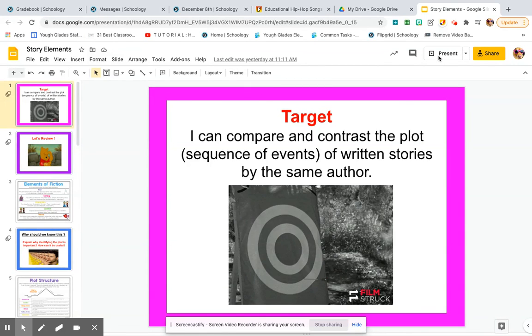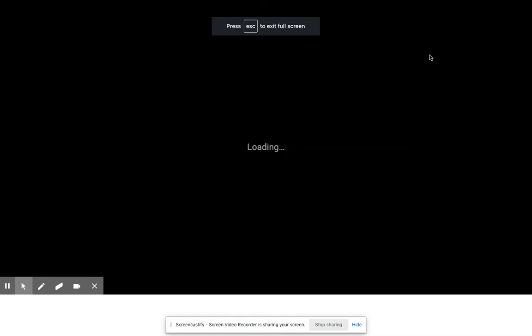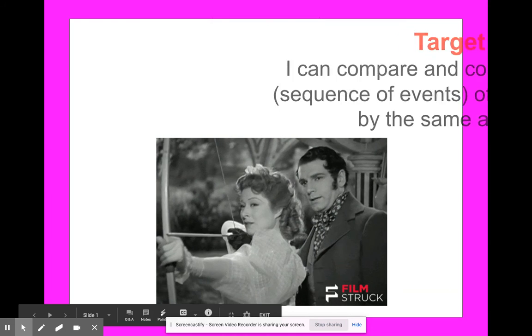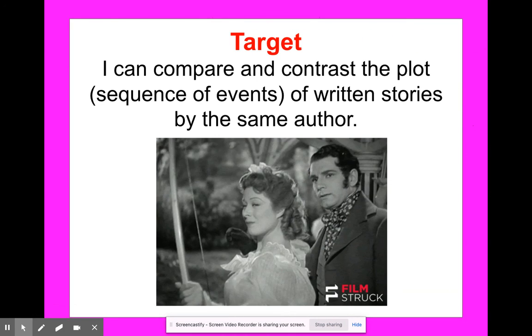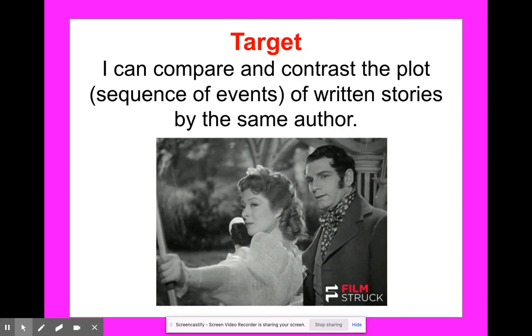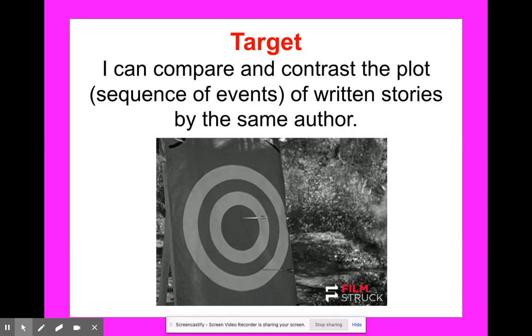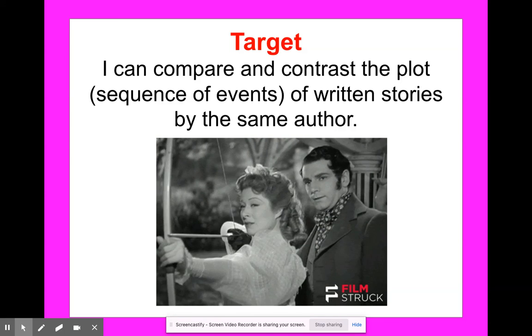Hello there, third grade. We're going to go ahead and talk about our spelling lesson today. Our target is I can compare and contrast the plot, which is the sequence of events of written stories by the same author. So we are going to do that today in your assignment.